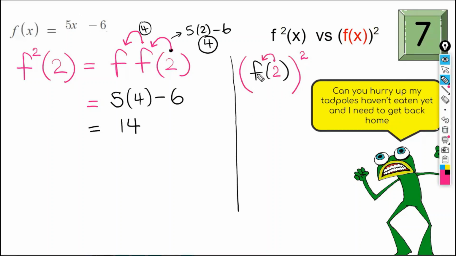Put 2 into f, right? But we know what we're going to get. When we put 2 into f, we're going to get what? 4, right? So 2 into f is 4. And whatever we get, we square it. So the final answer for that one is 16.